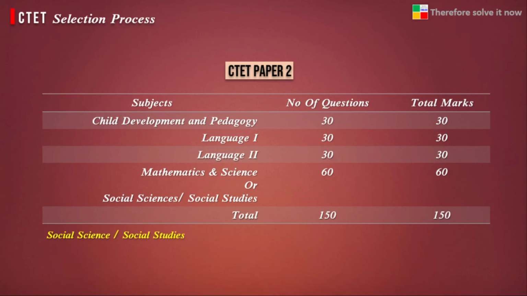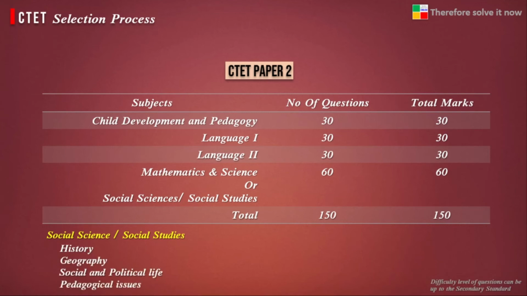Finally, social science and social studies. Here you have to read history, geography, social and political life and pedagogical issues. Also here the difficulty level of questions can be up to secondary standard.